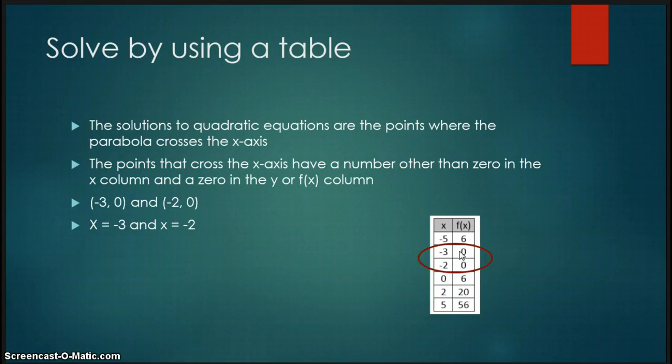When you have a 0 on the y line, that means you don't have any up or down movement, so you're settled squarely on that x-axis. So when you're looking for a solution to a quadratic equation using a table, anywhere you see a 0 in the second column, or the y or f of x column, is an indication that that is a solution. So in this case, we have -3, 0, and -2, 0, and we would say that x equals -3 and x equals -2 are solutions to this quadratic equation.